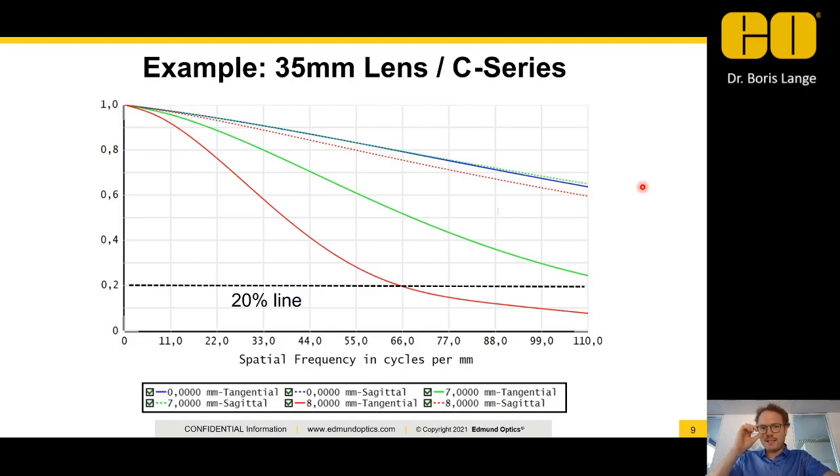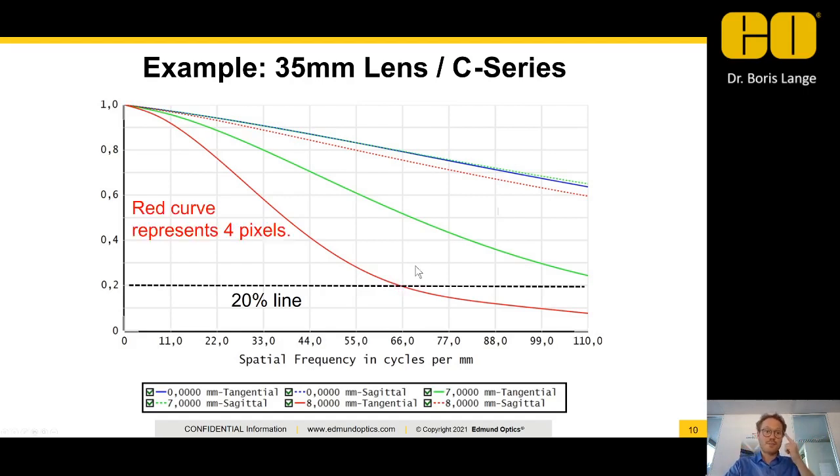One thing to bear in mind now, if you look at this and you say, all right, this goes up to 110 line pairs per millimeter, it's not a super high resolution maybe, and if you look at the 20% line where it cuts or intersects the full field, the 8 mm curve, you're already not even at 66 line pairs per millimeter, so that's horrible, right? That's not a good high resolution at all.